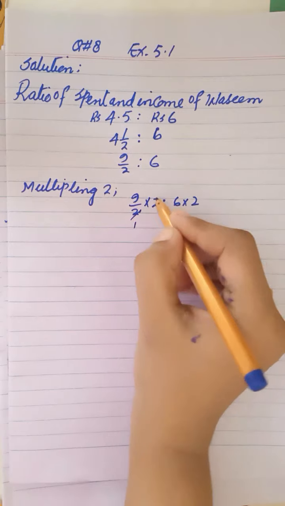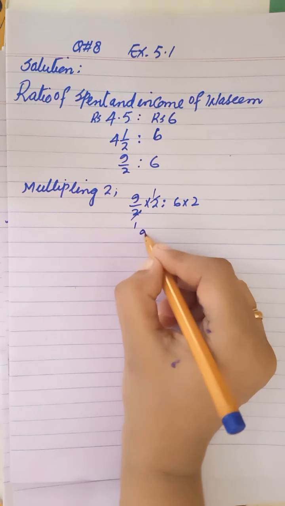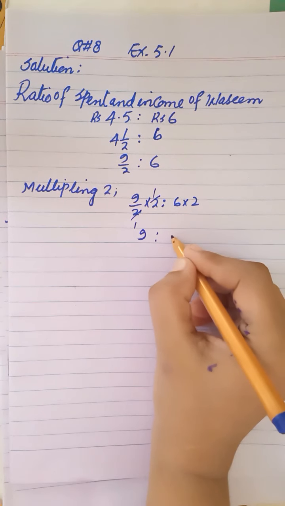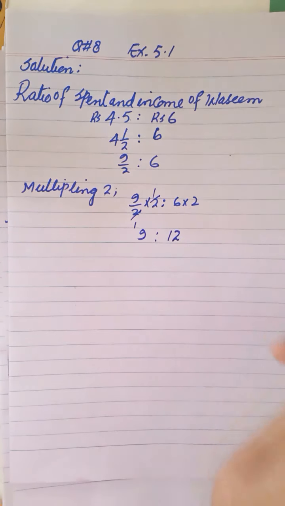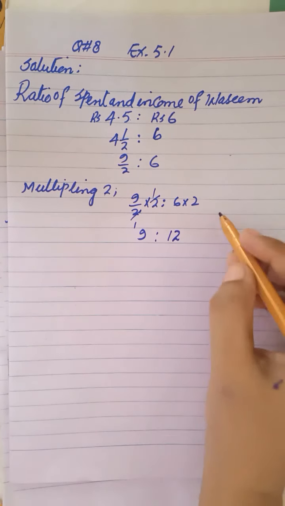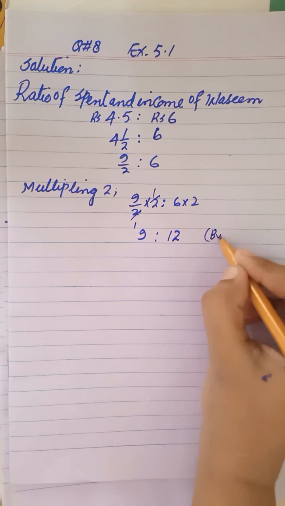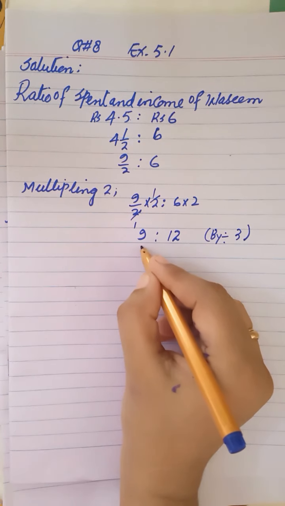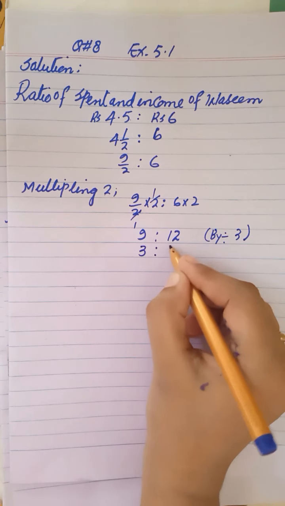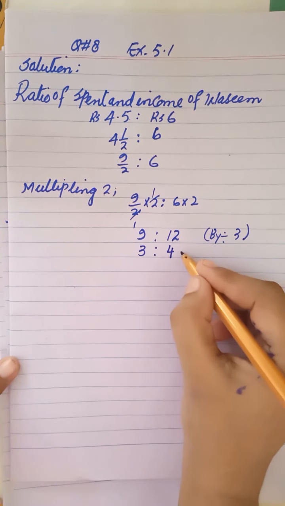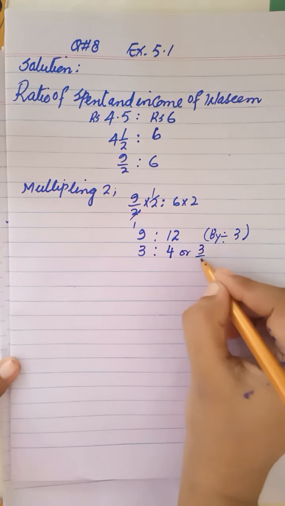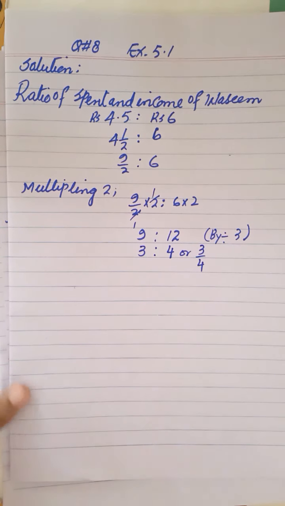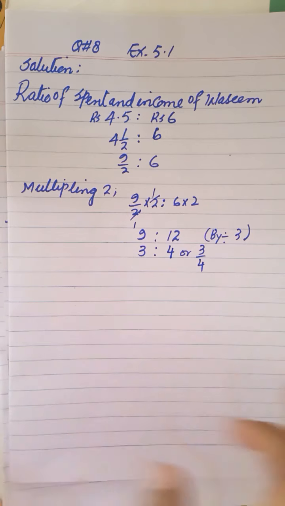So 2 1s are 2, 2 1s are 2, 9 1s are 9 and 6 2s are 12. I can reduce it by dividing by 3. By dividing by 3, it will become 3 3s are 9 and 3 4s are 12. Or I can write it as 3 upon 4. That is the ratio of Wasim's spend and income.